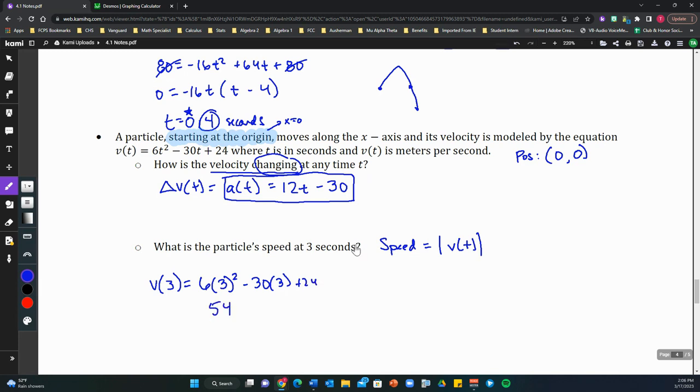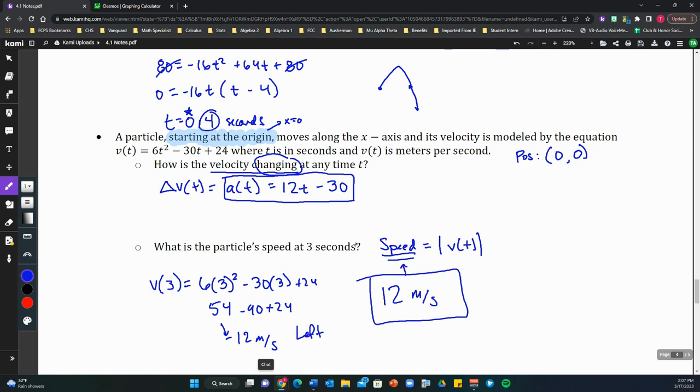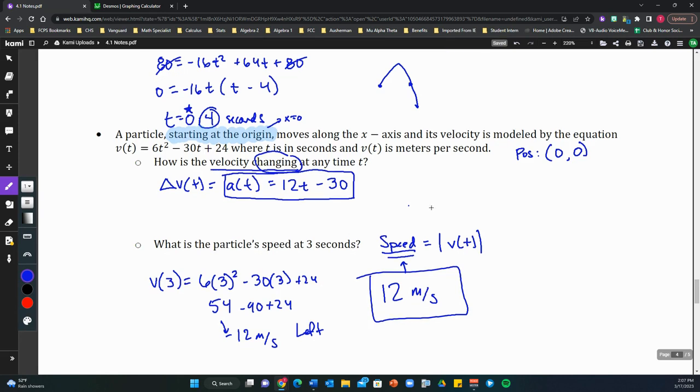So I would get 6 times 3 squared minus 30 times 3 plus 24. So this is 54 minus 90 plus 24, or negative 12, excuse me. So again, this would be measured in meters per second. So because the velocity is negative, that tells me we're moving left, but speed doesn't care about the direction. It just wants to know how fast is it moving. So speed in this case would just simply be 12 meters per second. So keep that in mind. Anytime that we're talking about speed, we're really just talking about velocity, but then we ignore the sign.